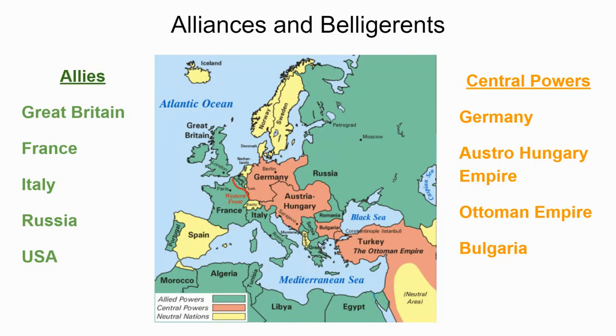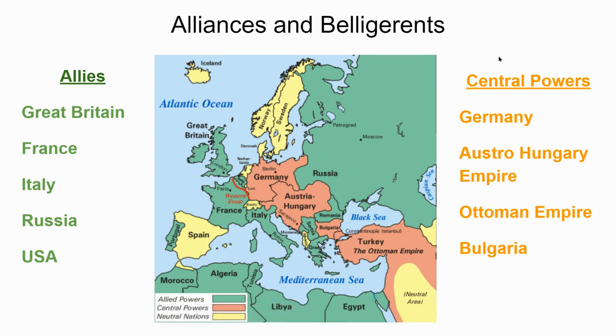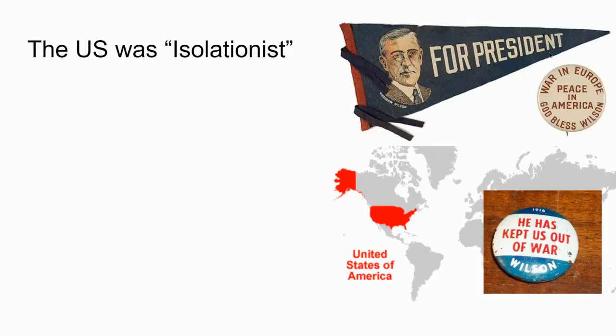Now, the alliances and belligerents are these. So we've got Great Britain, France, Italy, Russia, the USA, and many others who are allies. And then there's the Central Powers: Germany, Austro-Hungarian Empire, Ottoman Empire, and Bulgaria. Sometimes I mistakenly say Axis for this side of Germany, but that was World War II. So Central Powers.